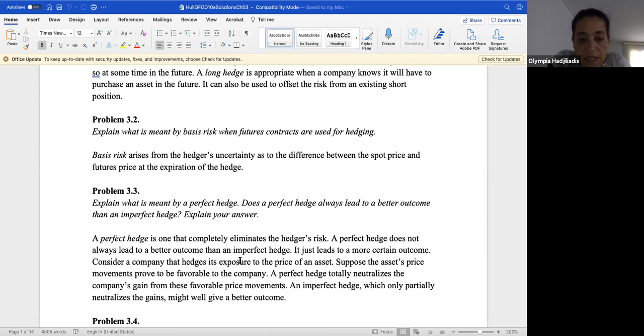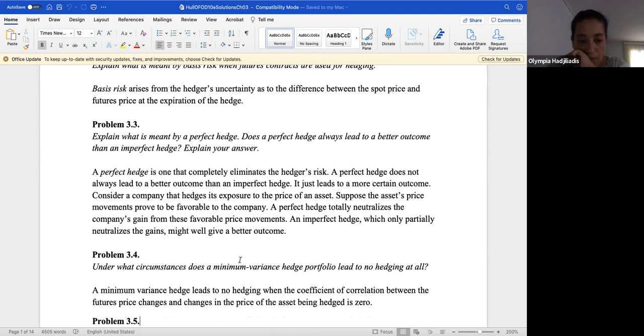Consider a company that hedges its exposure to the price of an asset. Suppose that the asset's price movements prove to be favorable to the company. Then a perfect hedge totally neutralizes the company's gain from these favorable price movements. The imperfect hedge, which only partially neutralizes the gains, might well give a better outcome.